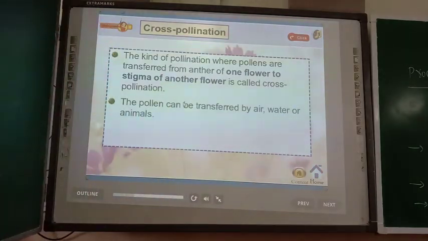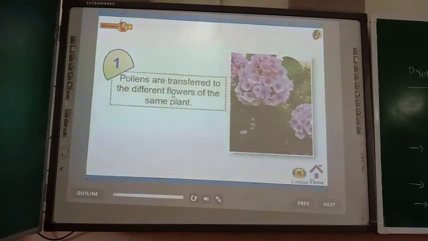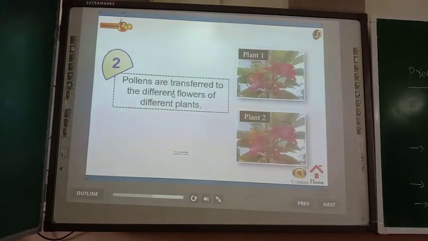The pollen can be transferred by air, water or animals. There can be two possibilities in cross-pollination. First possibility can be that the pollens are transferred to the different flowers of the same plant. Second possibility is that the pollens are transferred to the different flowers of different plants. Now let us explore more about the process of pollination in plants with the help of animation.